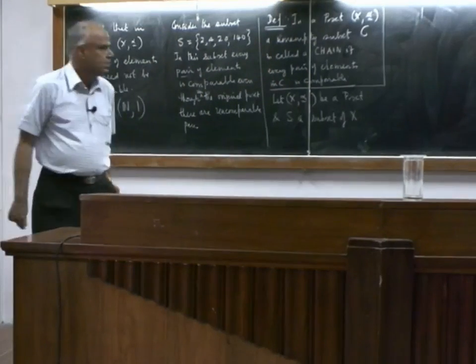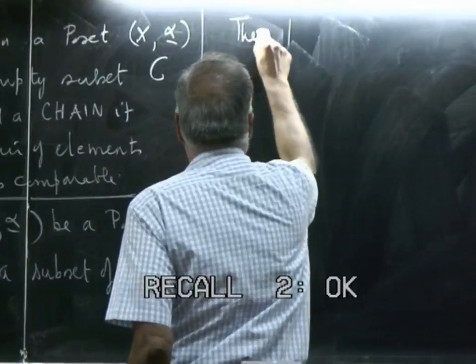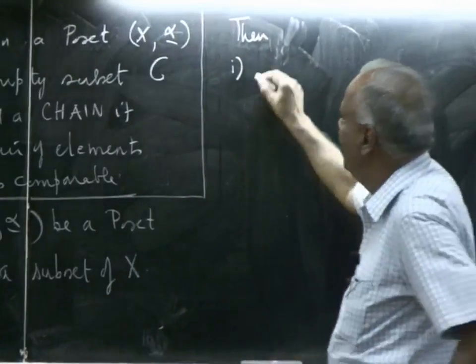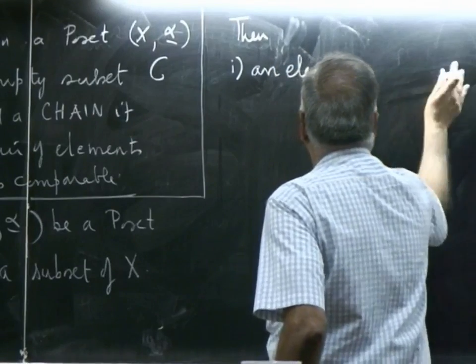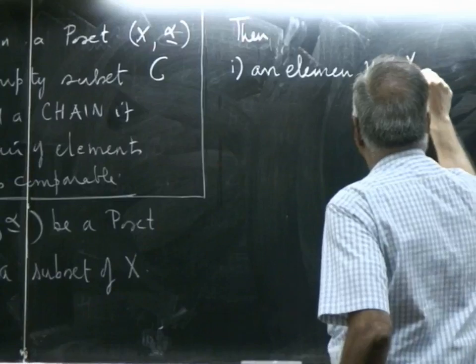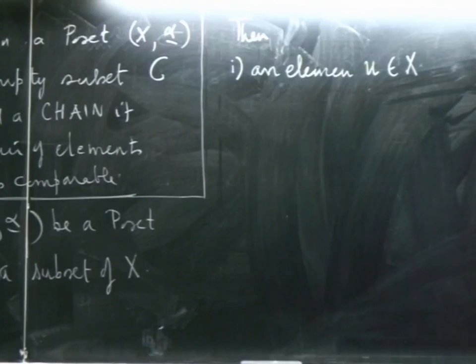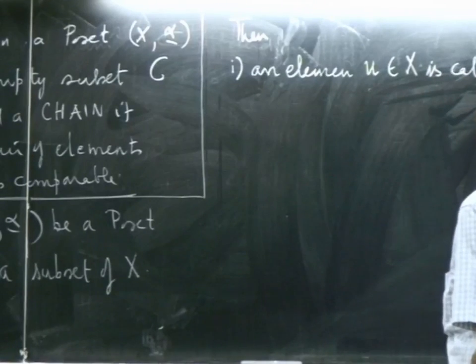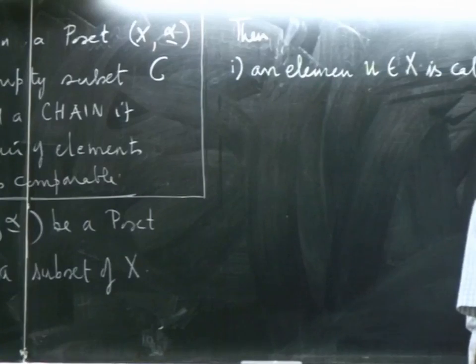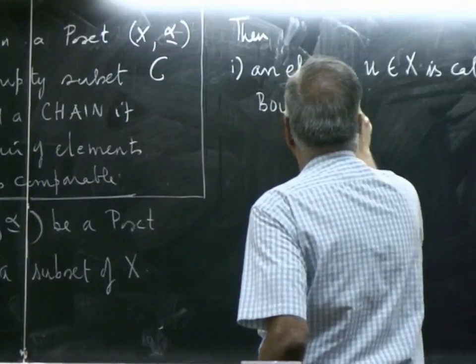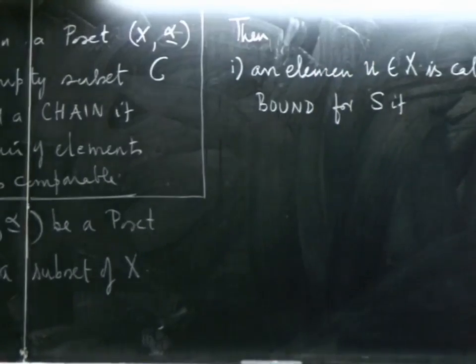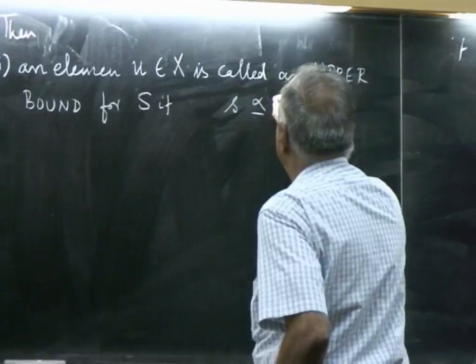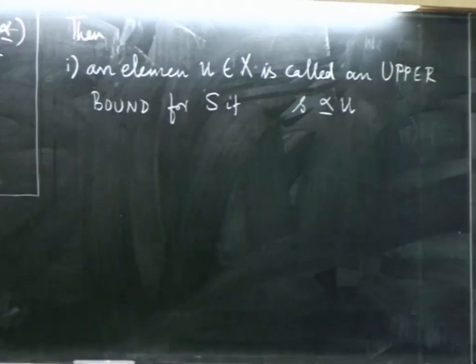Okay. So, I am going to take a subset of X, then I am going to introduce a number of terminologies. 1, an element U belonging to X, that U may or may not be in S. I started with a subset S, but now I am looking at an element which may or may not be in S, is called an upper bound for S if obviously every element of S is dominated by U, okay, for every s in S.